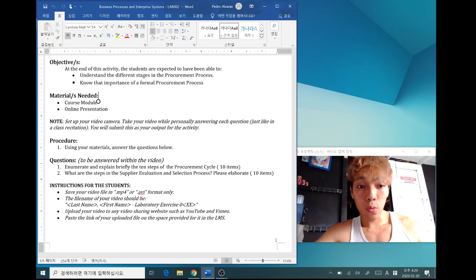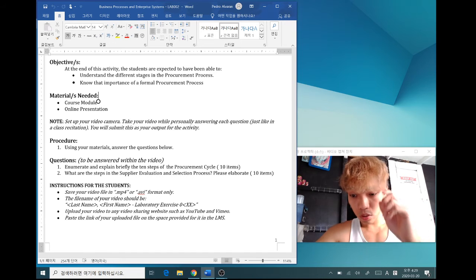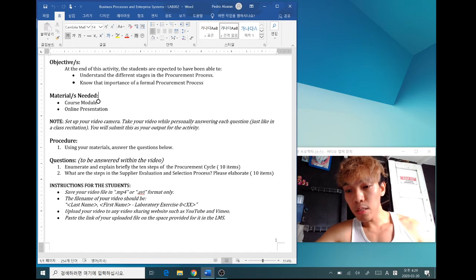So the next question is, what are the steps in the supplier evaluation and selection process? So here, according to the module that I read, there are 5 steps of supplier evaluation and selection process. So the first is supplier identification. In this process, the company must sort out and identify all its suppliers. I am pretty familiar with this because in our process, we validate our suppliers if they meet the requirements so that they proceed to the payments of the invoice.